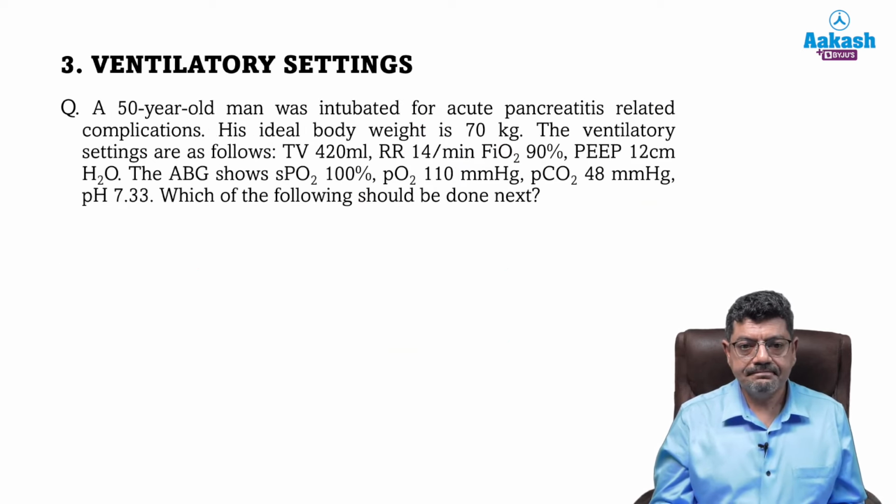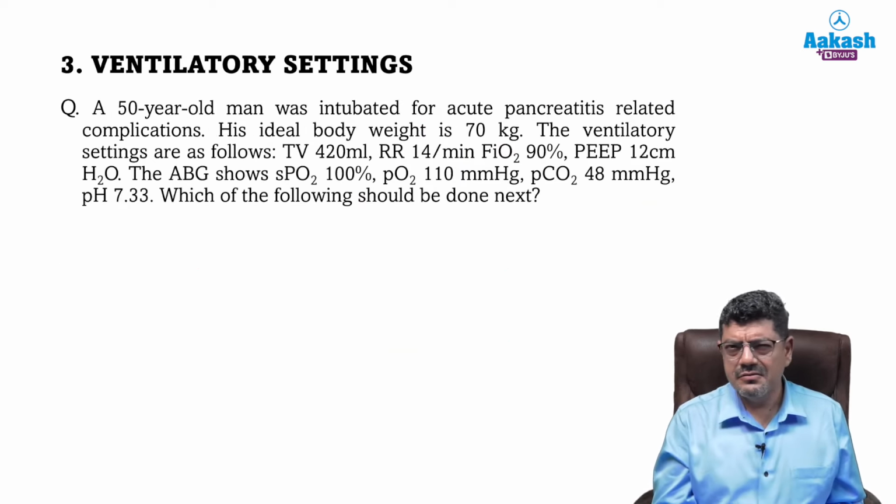Let's move on. Ventilatory settings is slightly, I won't say tricky, but I would say a little complicated, right? So they gave you a 50-year-old man intubated for acute pancreatitis related complications. Ideal body weight is 70 kg. Ventilatory settings are a tidal volume of 420 ml. Immediately you should come to know that they are using 6 ml per kg body weight. So that means they are using a low tidal volume strategy.